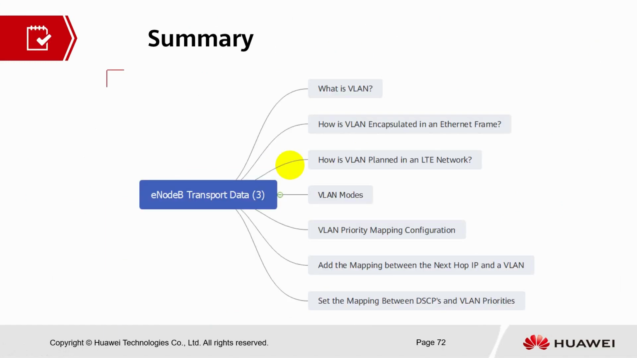So for this summary of eNodeB transport data, we have learned what a VLAN is, how a VLAN is encapsulated in an Ethernet frame, how a VLAN is planned in an LTE network, what the VLAN modes are, what the VLAN priority mapping configuration is, how to add the mapping between the next hop IP, the gateway IP, and the VLAN, and last but not least, how to set the mapping between DSCP and the VLAN priorities.